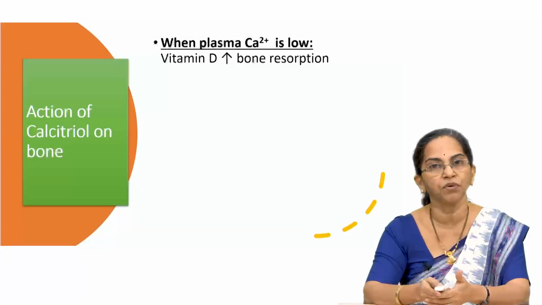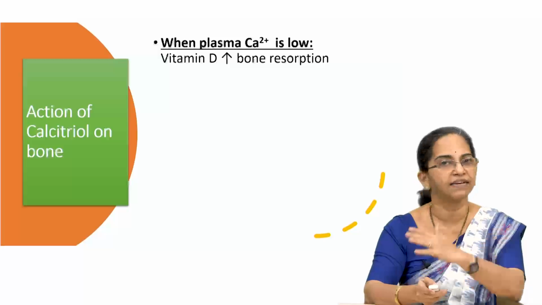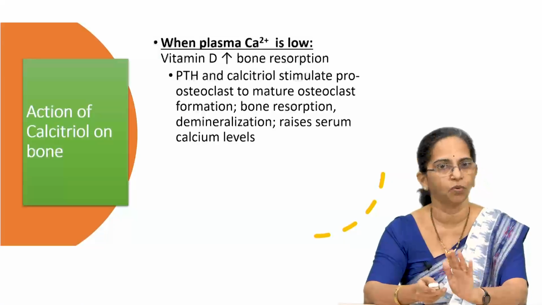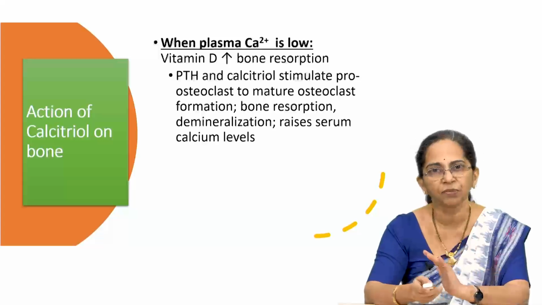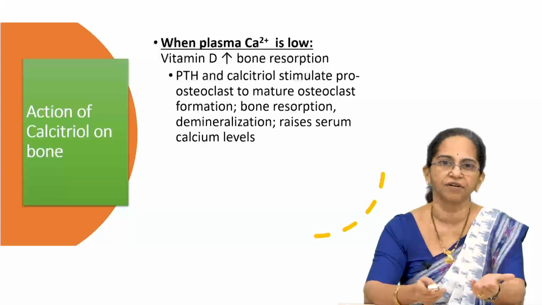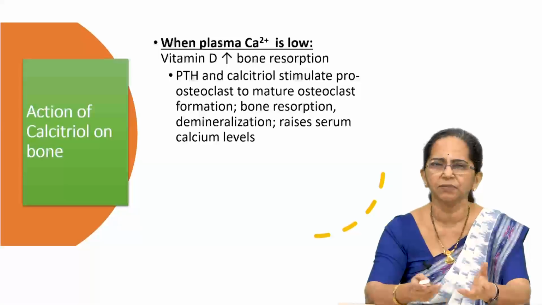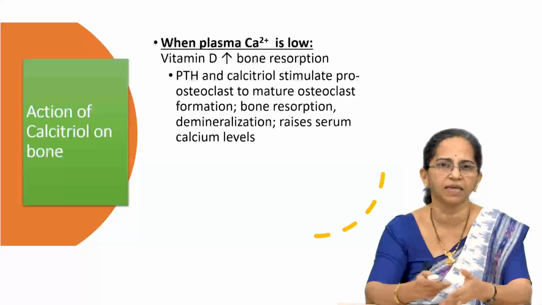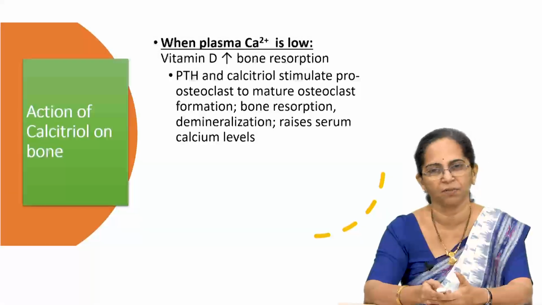What do you mean by bone resorption? That is, you are trying to break down the bone and get the calcium out. So PTH and calcitriol both are involved. They will act on the pro-osteoclast, convert it to mature osteoclast, favor bone resorption, favor demineralization. Demineralization means breaking off of calcium and phosphate and releasing them into the blood. So you are bringing the calcium levels back to normal.